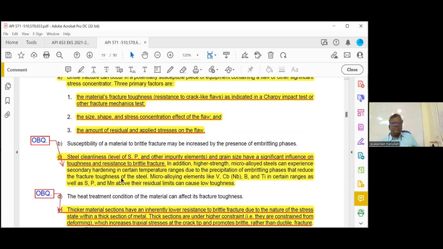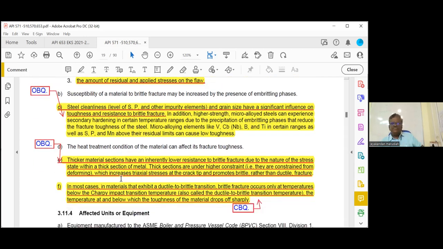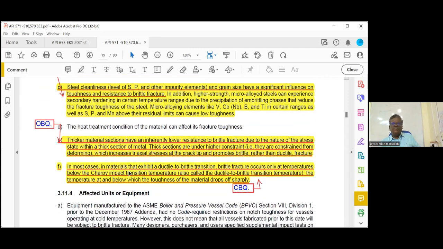That is an open book question. Then C, thicker material sections have an inherently lower resistance to brittle fracture due to the nature of the stress state within the thick section. That is an open book question. And F, very important: in most cases, for materials that exhibit ductile to brittle transition, brittle fracture occurs only at temperatures below the Charpy impact transition temperature, the temperature at and below which the toughness of the material drops off sharply.